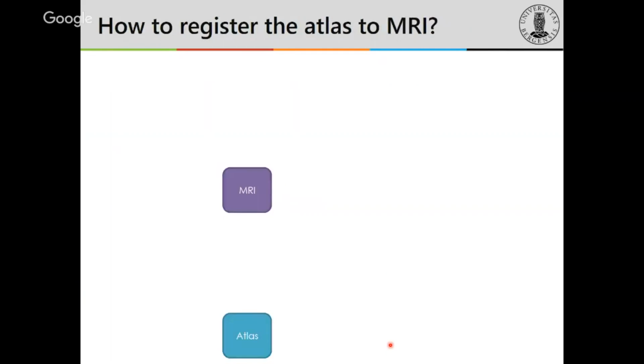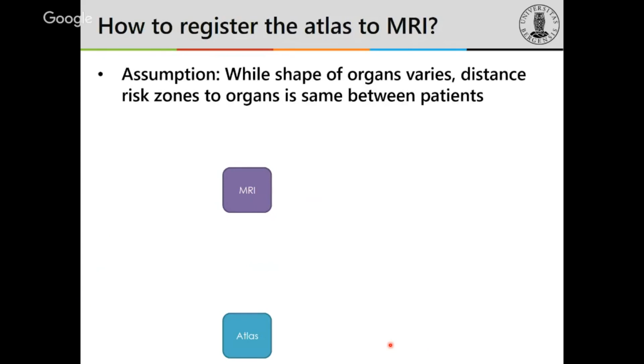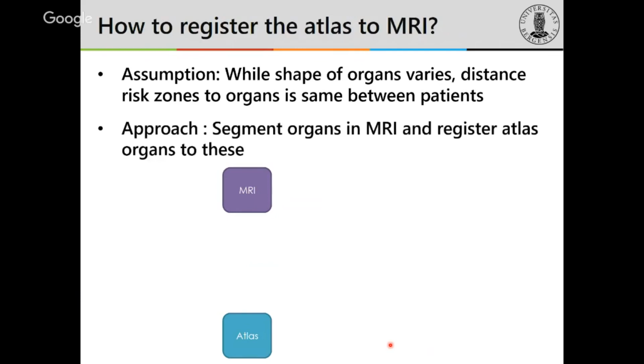And part of the tricks was that we needed to do some other representations in between to make the registration work. So starting out, we have our MRI data and we have our atlas data, which is basically a labeled volume. And what we can assume for the registration for our ends is that while the shape of organs vary, the distance to the zones in which the nerves reside is the same between patients. And we rely on this assumption to do the registration appropriately.